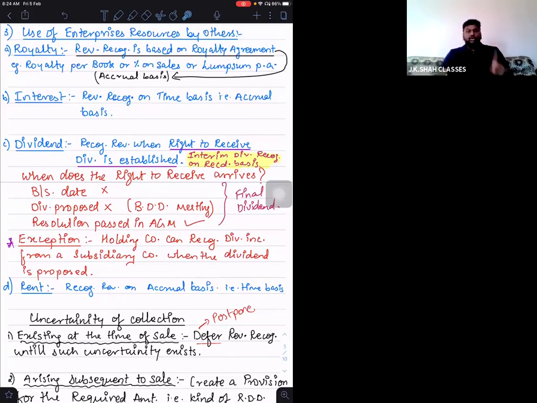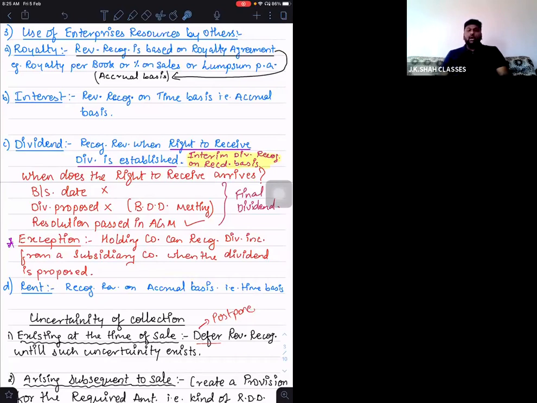I would say that, sir, technically the revenue from interim dividend should be recorded on cash basis. Interim dividend should be recorded purely on cash basis, that is received basis. When you receive it, record the revenue. I've written it over here. See, interim dividend is recognized on received basis.